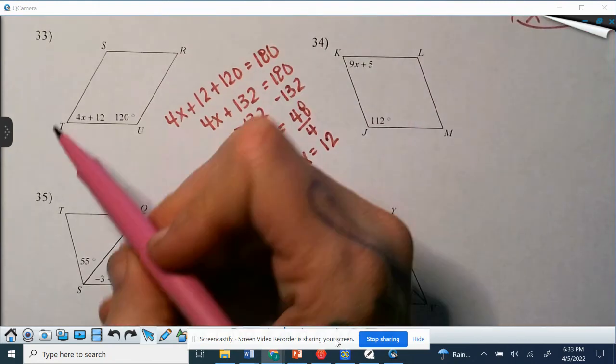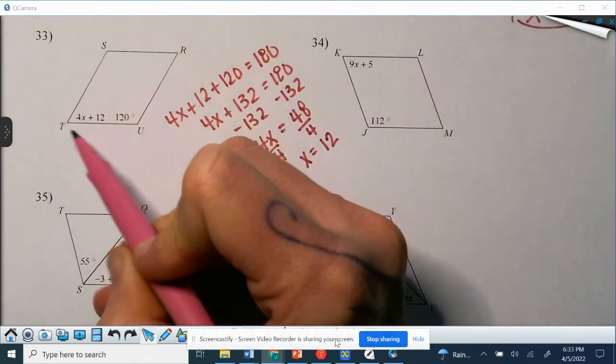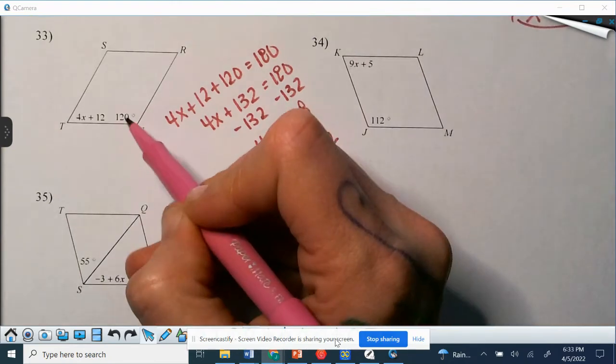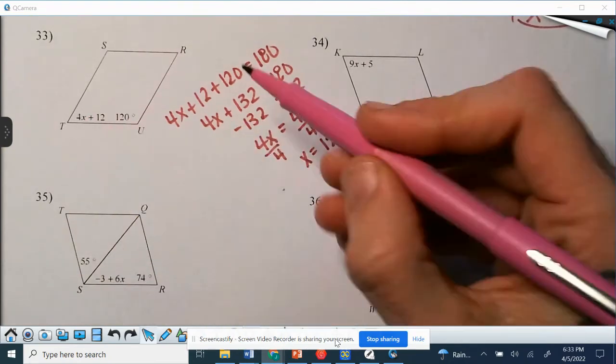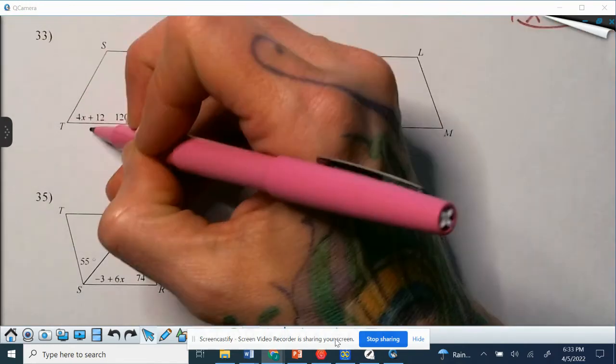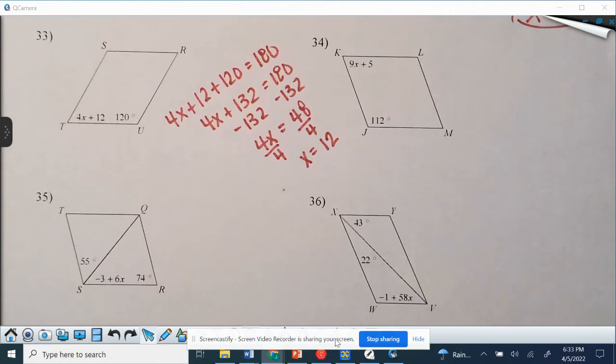So I know that 4 times 12 plus 12 is going to be this one. So it should be 60, because 120 plus this angle is 60. So you could have also equally known that because this plus 60 equals 180, that we know this is 60. However it works best in your head.